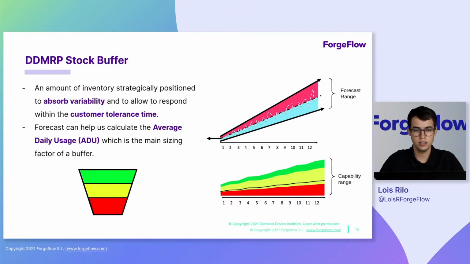So we are in this window where we can get the relevant information of the sales orders. And at the same time, it's not that we are not using forecast at all. We are still using it, but with a different goal. We use it to size this range of capacity. We use it to calculate the average daily usage, which is the main sizing factor of any of these buffers. And you can see here that we have a forecast range and we translate it into a capacity range, which makes a little bit more sense in my opinion.